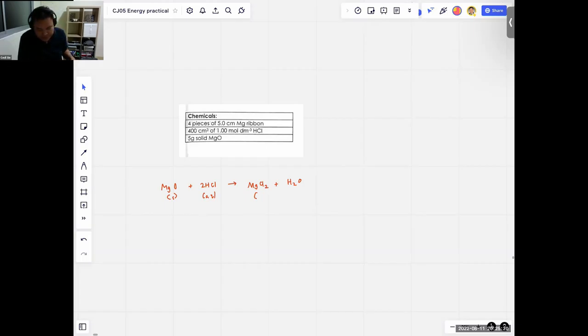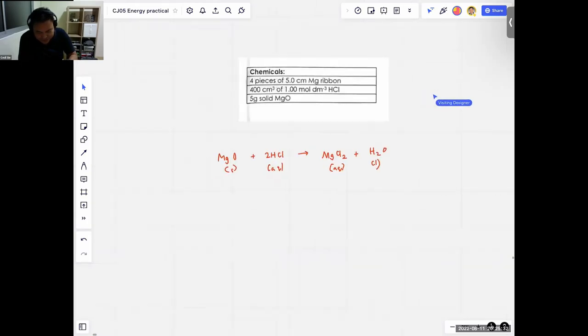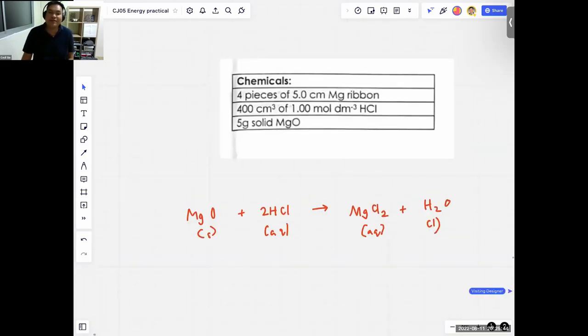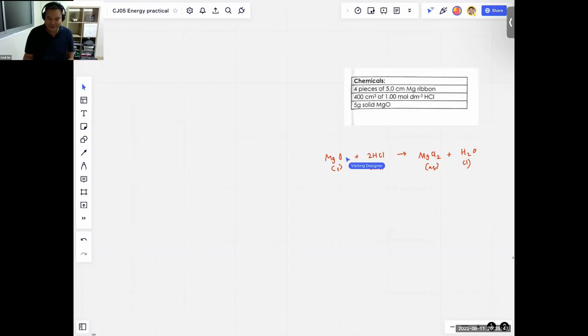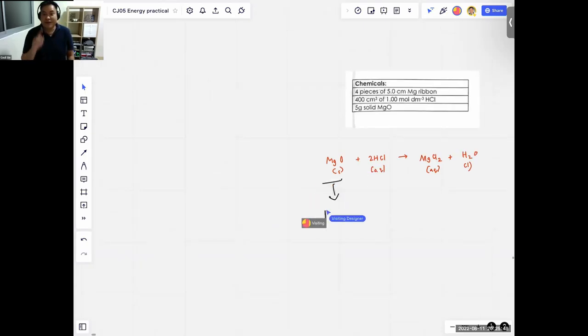Okay, MgCl2 is aqueous, yeah? H2O is, of course, liquid. Then do the mole calculation right on here. For the experiment, you do four times, yeah? Each experiment, you do four experiments. Each experiment is 1 gram of MgO, yeah? 1 gram each. You do four times, then later you take the average, of course, yeah?